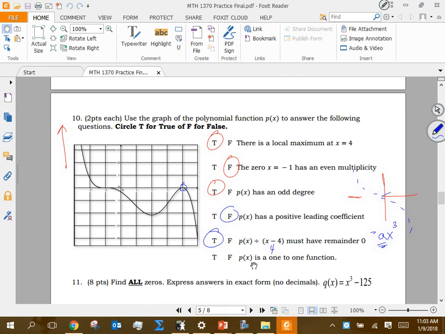It says P of x is a one-to-one function. That means it passes the horizontal line test. And we can see, maybe if I use that horizontal line, it fails the horizontal line test. So this would be false. True, false, true, false, true, false.